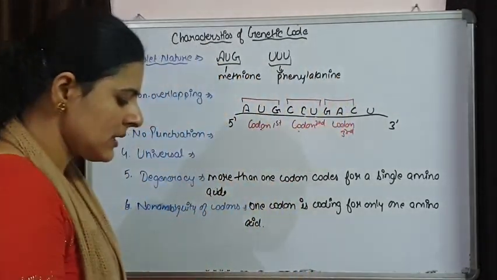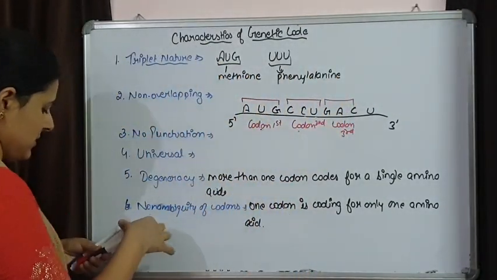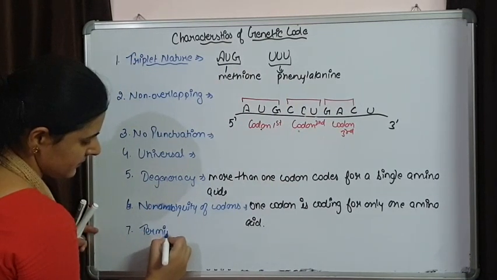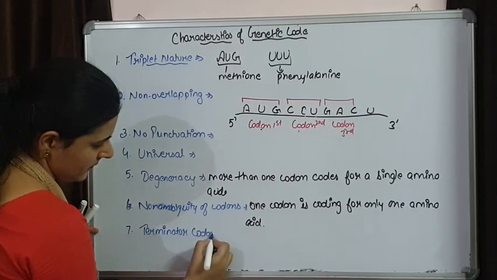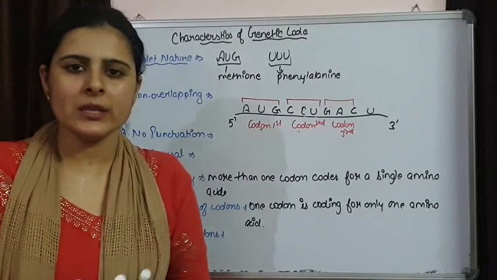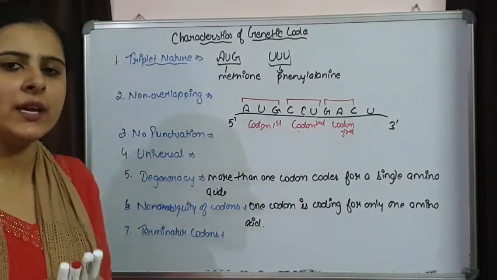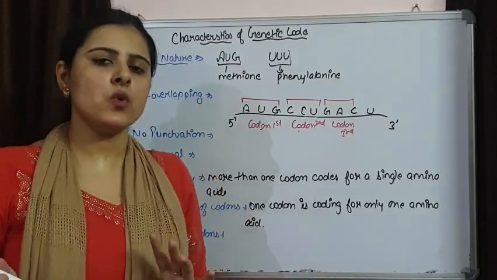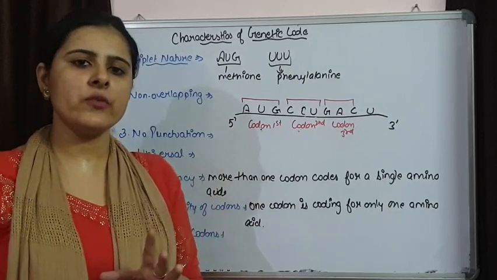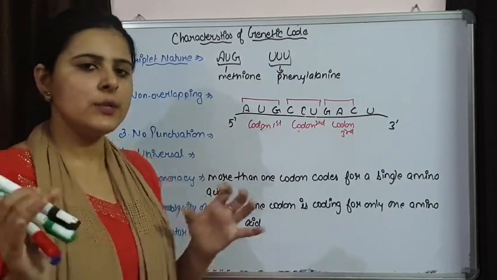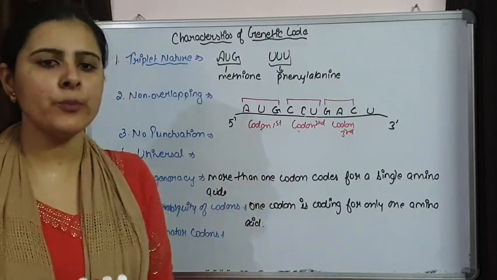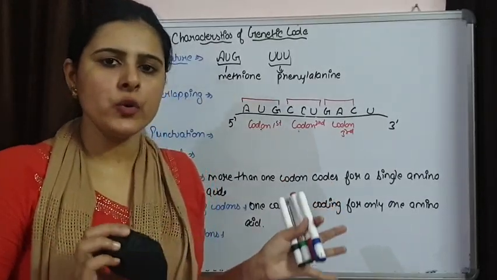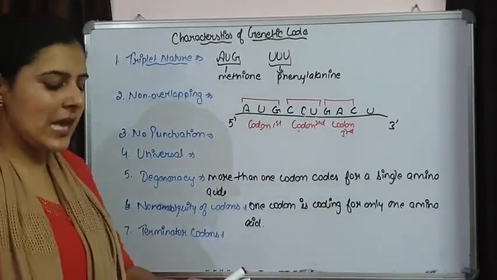Now the next one is that nonsense codons are present, or we can say terminator codons. We saw 3 terminator codons were there: UAA, UGA and UAG. These codons are going to terminate the sequence. Whenever these codons are present, the process of translation will stop there, and the protein will be freed. The newly formed protein will move out of the mRNA ribosome complex. So terminator codons are present.